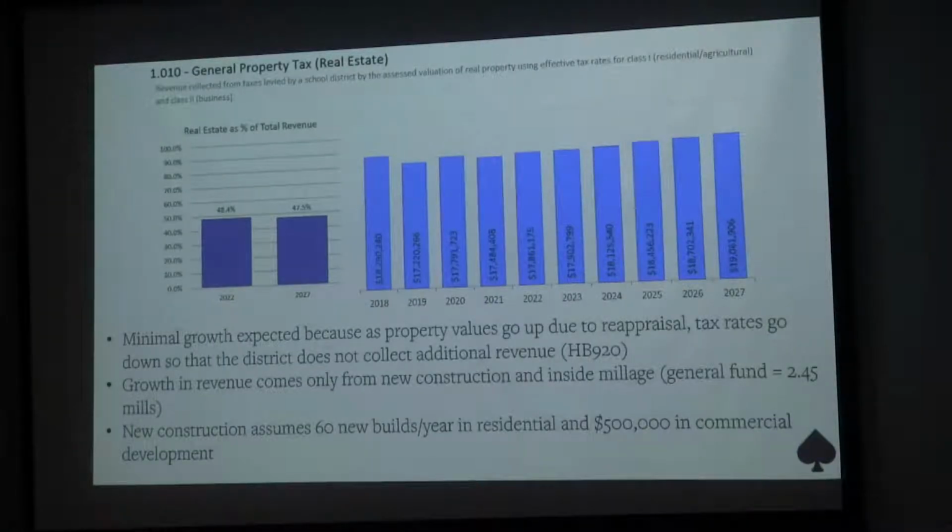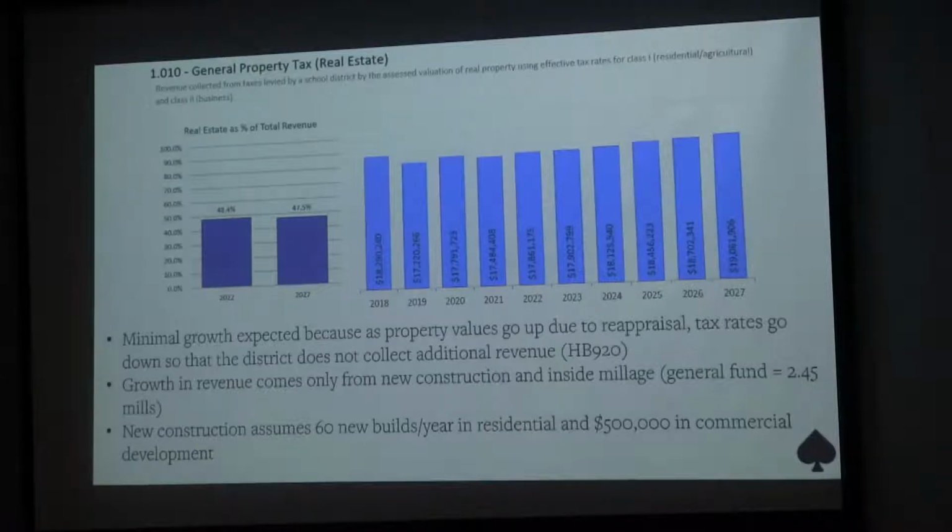Okay, so first, looking at property tax revenue and the specific assumptions going into that. We talked a lot about this at last month's meeting, but I wanted to emphasize it again: we have minimal growth in this line item because as property values go up due to reappraisal, which they are expected to do by as much as 30% in 2023, the tax rate is adjusted down so that the district does not collect additional revenue. That's House Bill 920, and that's specific to schools. So we are the only taxing entity that does not see additional revenue due to the reappraisal process.